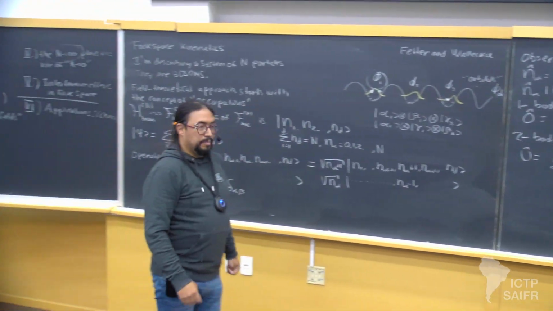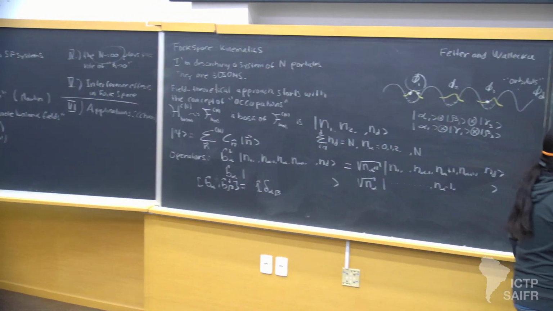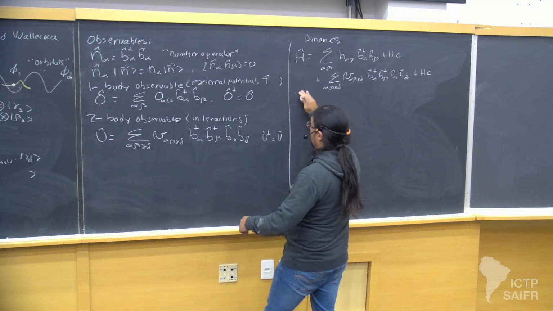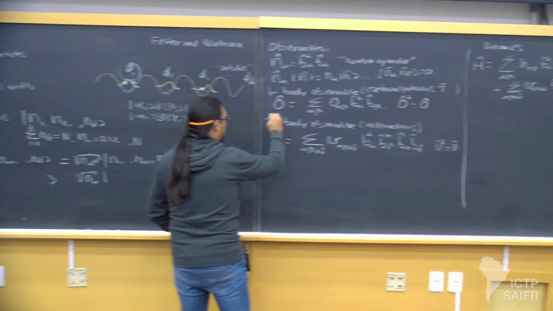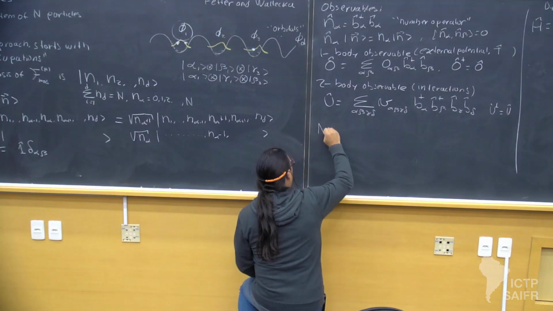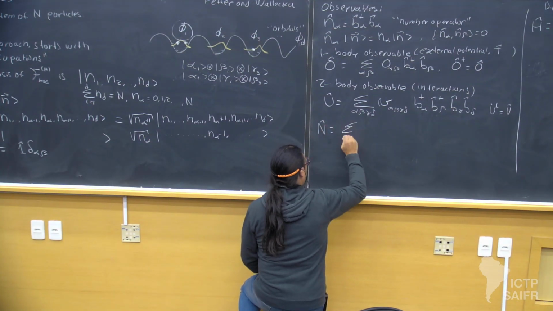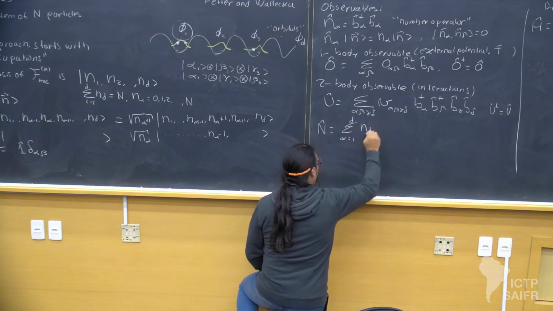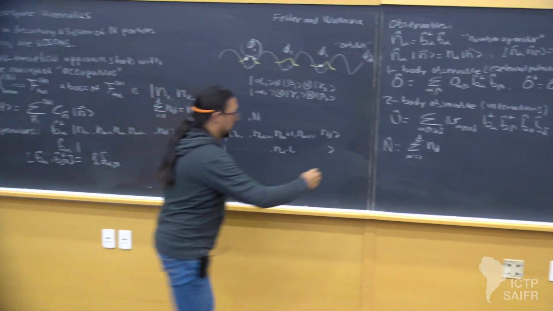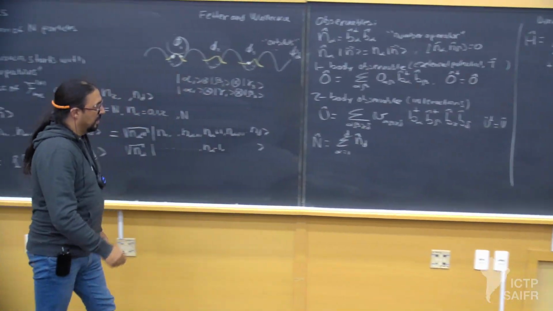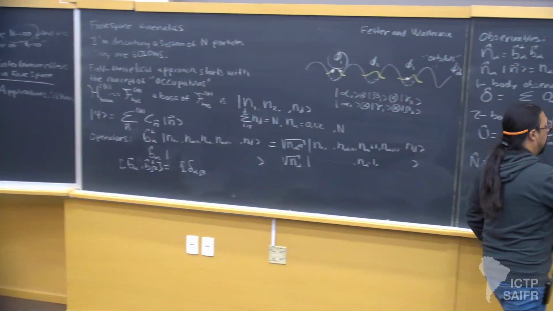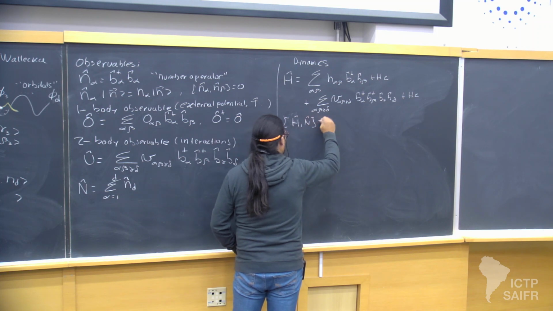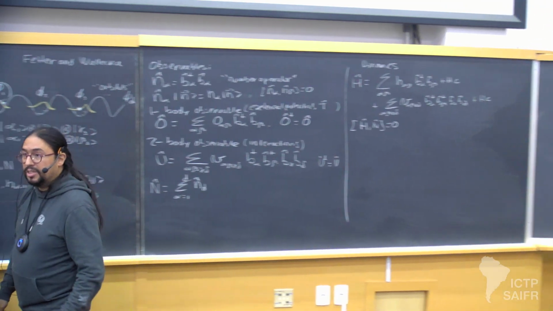Now, my first claim is the following. Sorry, I need to introduce the N. An important observable is, of course, the total number of particles. Now, I claim this Hamiltonian has common eigenstates with the total number of particles.